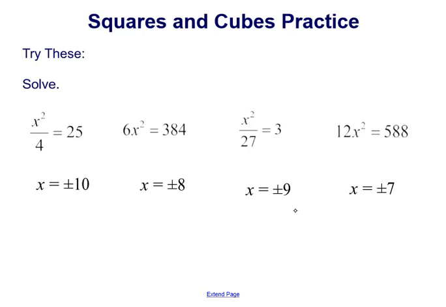So all 4 of these equations, in order to solve, you had to first isolate x squared and then take the square root.